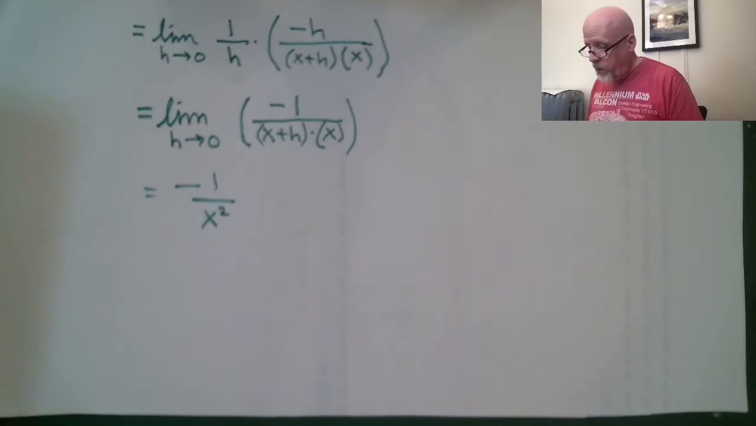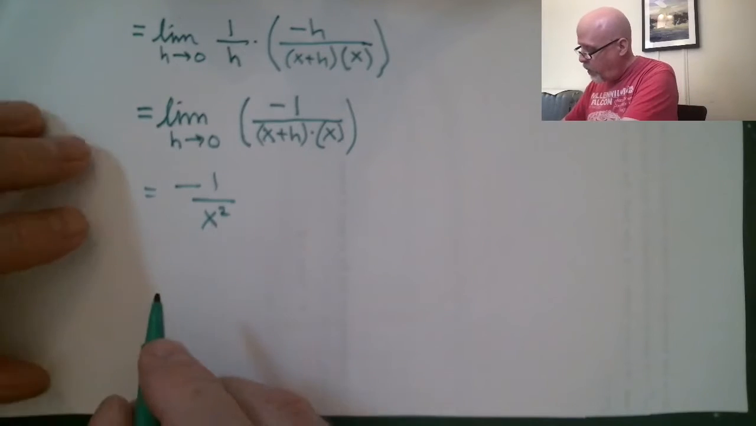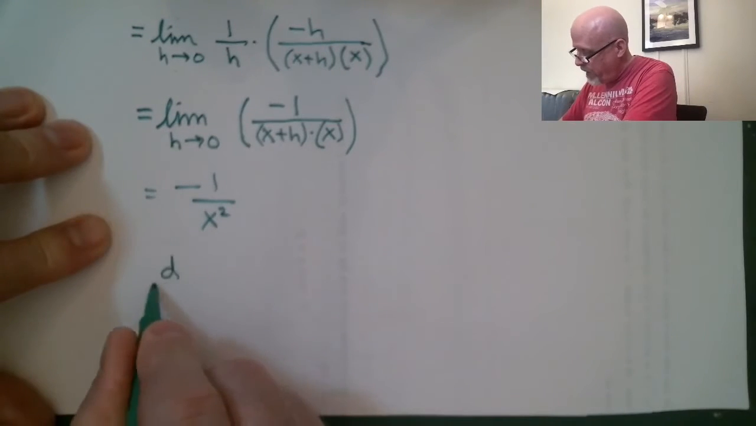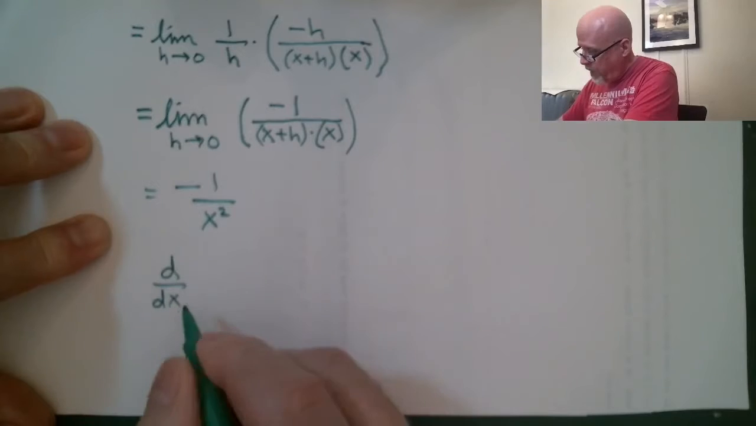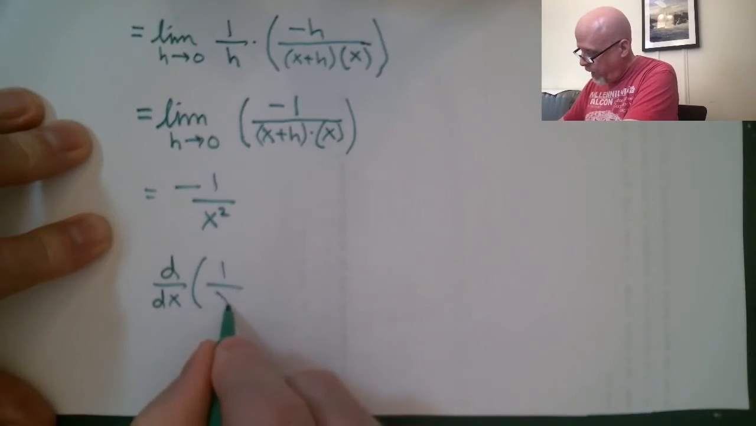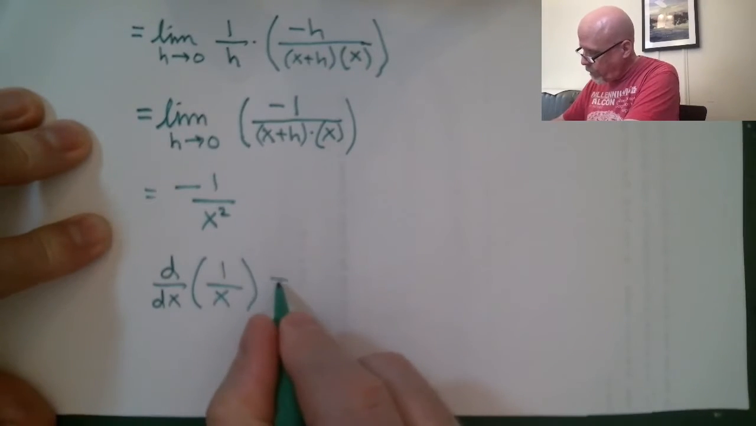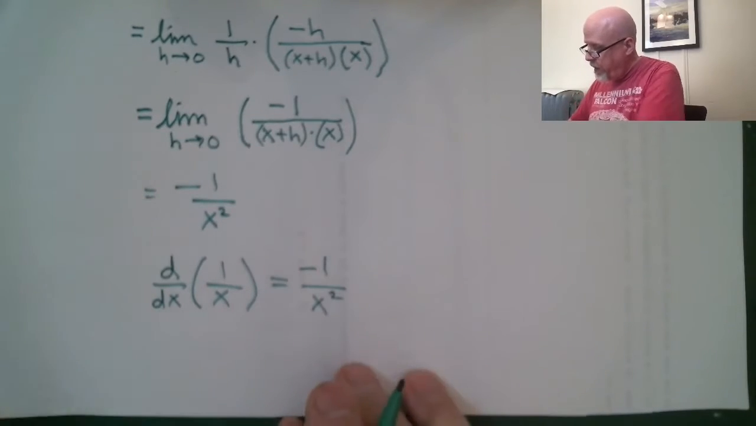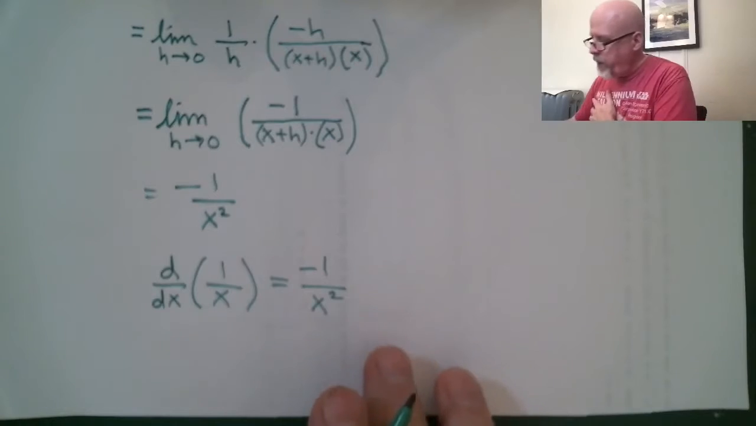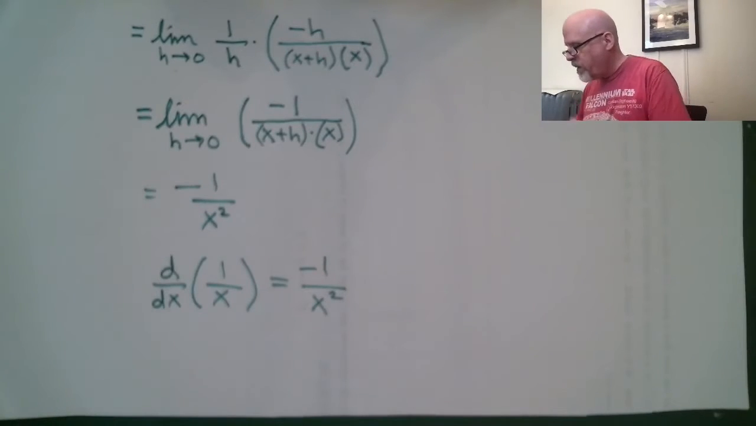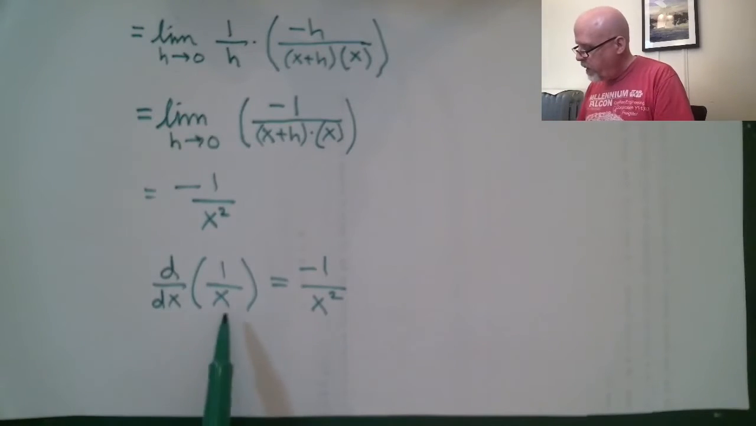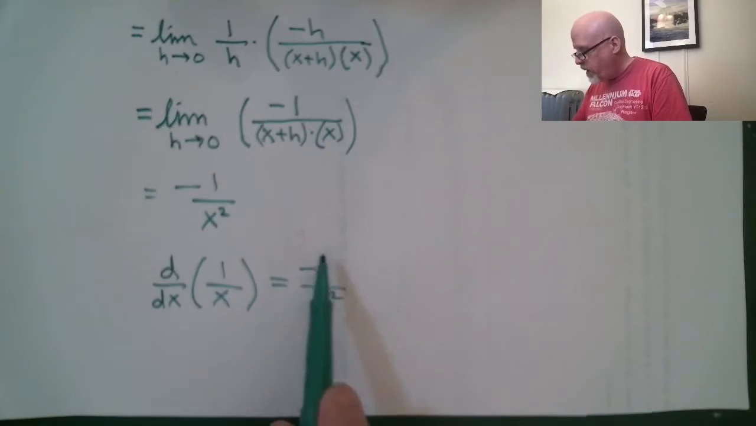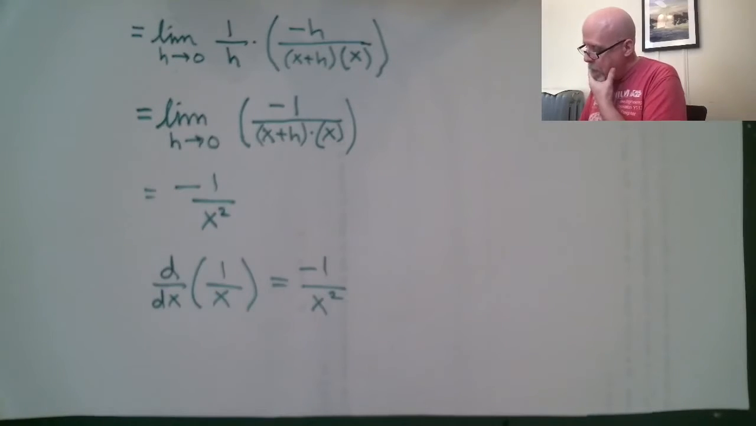Just to beat a dead horse to death, what we've done is take the derivative with respect to x of 1 over x, and we got negative 1 over x squared. That's the third view of differentiation that I've talked about: thinking of it as an operation that you do with one function as the input and another function as the output.